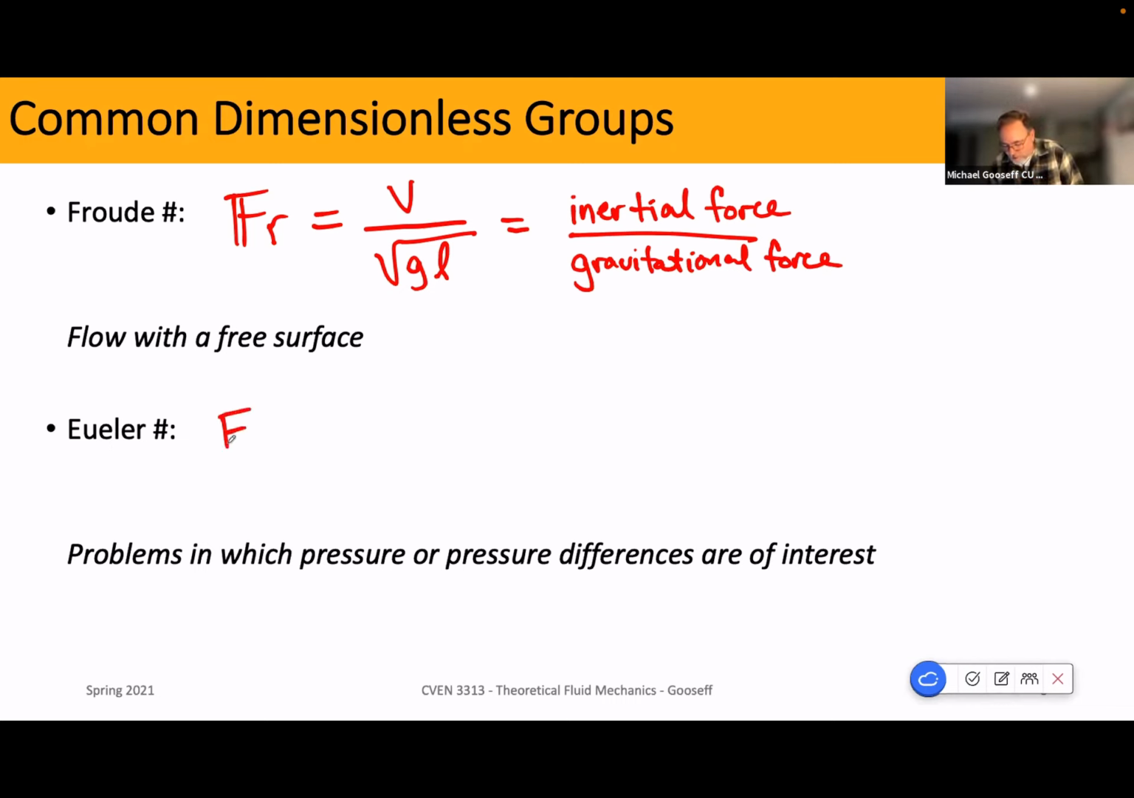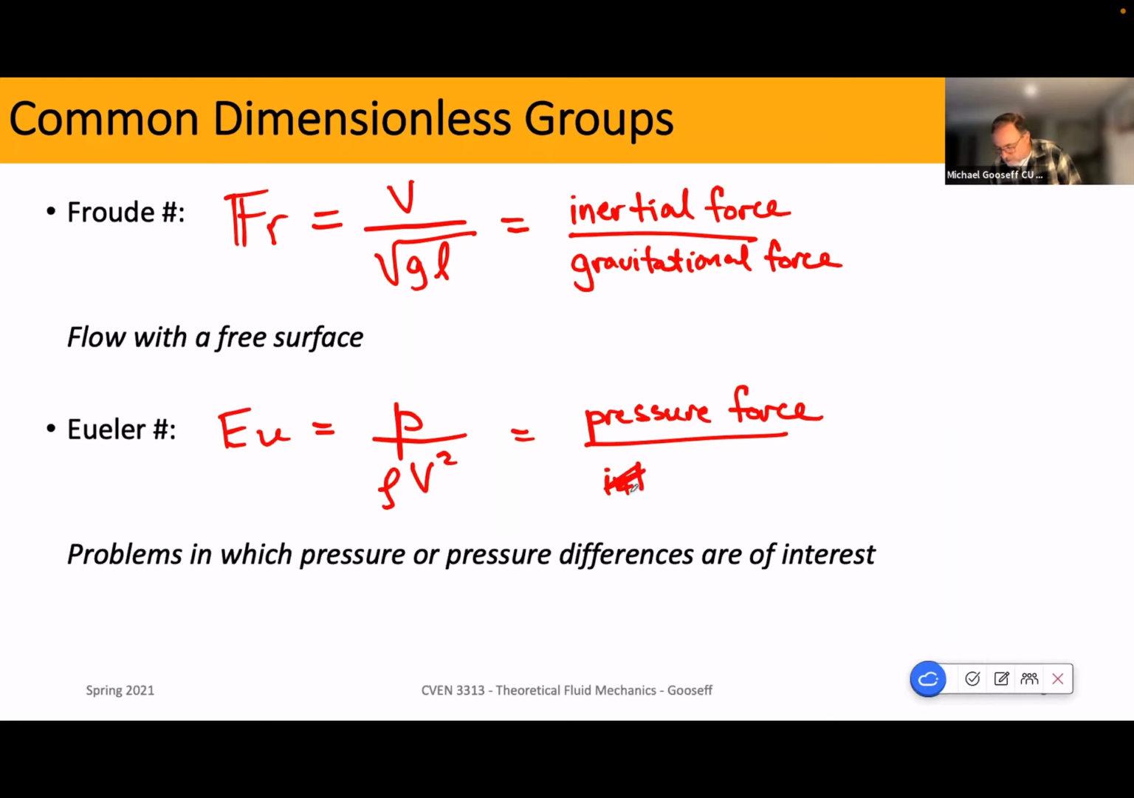The Euler number, Eu, is equal to pressure P divided by rho V squared. So here we're looking at the pressure force ratio to the inertial force. And this we typically use in problems in which pressure or pressure differences are of interest with flowing fluids.